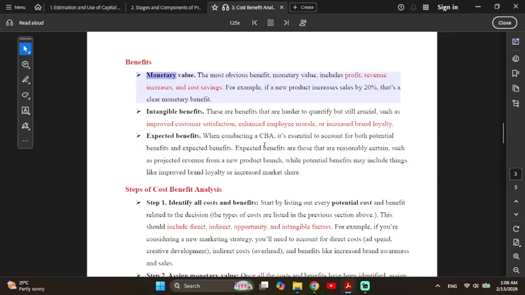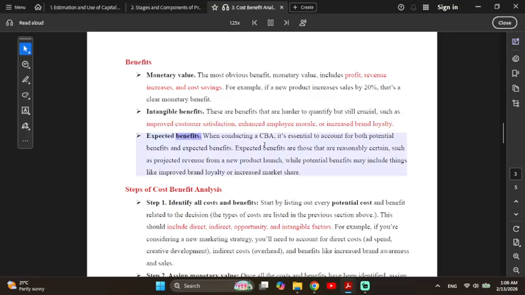Benefits. Monetary value. The most obvious benefit, monetary value, includes profit, revenue increases, and cost savings. For example, if a new product increases sales by 20%, that's a clear monetary benefit. Intangible benefits. These are benefits that are harder to quantify but still crucial, such as improved customer satisfaction, enhanced employee morale, or increased brand loyalty.